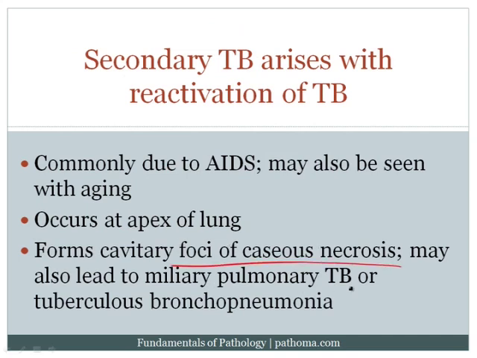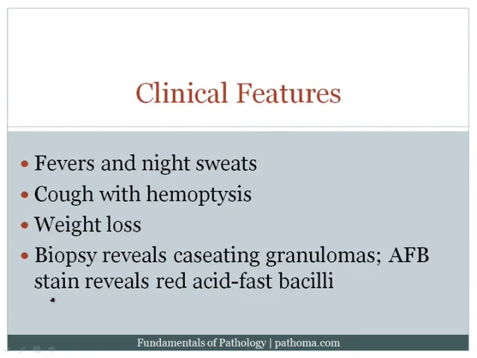They can also develop miliary pulmonary TB, where you've got tiny little regions of TB that are scattered across the entire lung, or they can develop a bronchopneumonia due to TB. So they would get this classic bronchopneumonia pattern, but of course this would be due to TB. Clinically, these are the patients that present with fever and night sweats, cough with hemoptysis, and weight loss. Eventually a biopsy would be performed, and it would reveal caseating granulomas. The differential diagnosis of caseating granulomas includes fungus and TB, and so an AFB stain would be performed, and that would reveal the presence of red acid-fast bacilli.